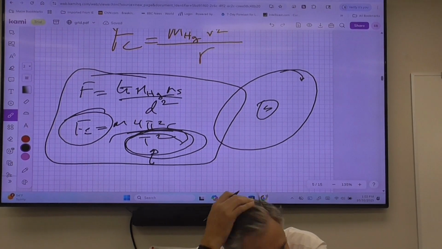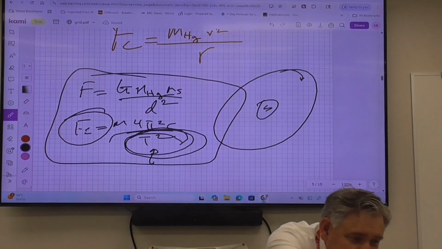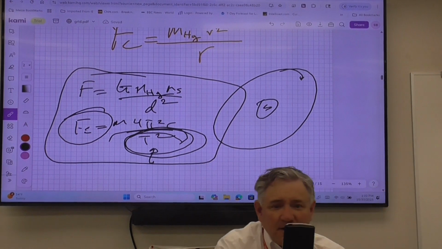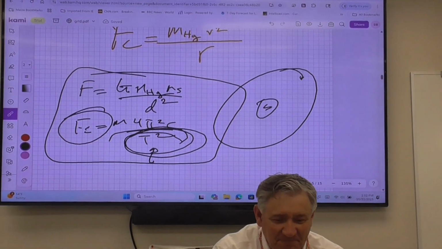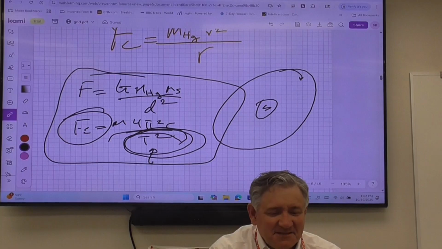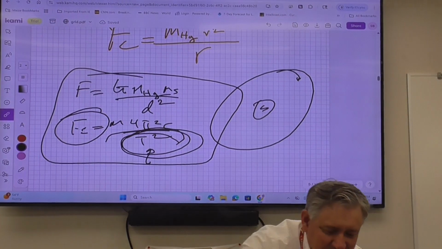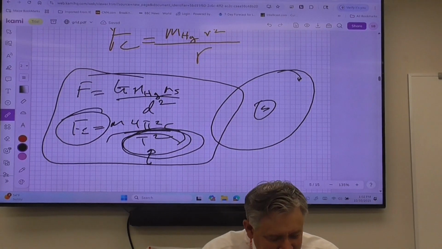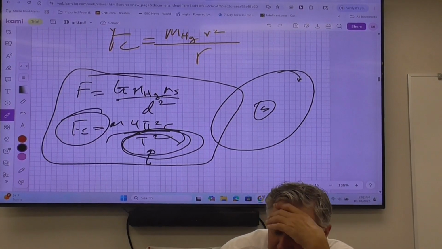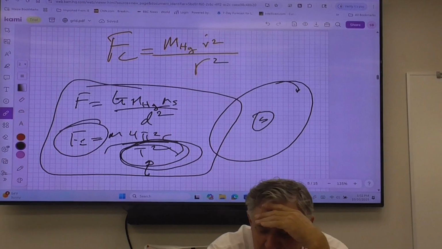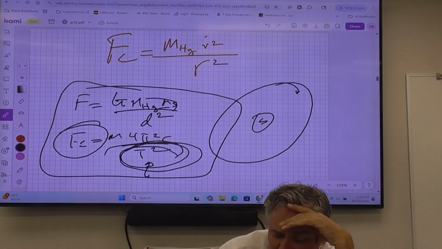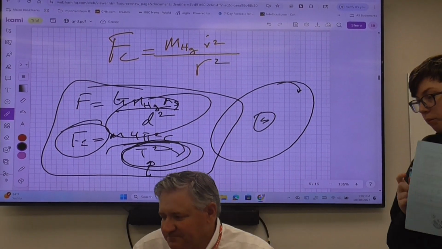Does this number look reasonable? Oh, God, no. We did this. It's not even close. Can I give you a hint? It's over R squared. Oh, I just divide by R squared, that's fine. Yeah.